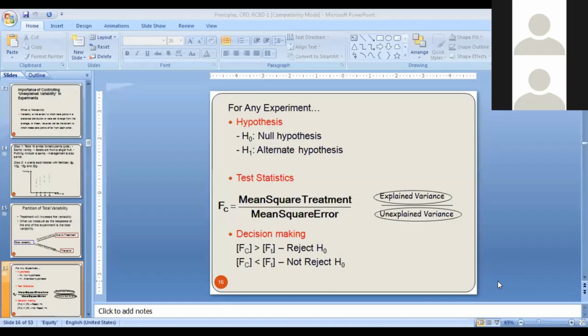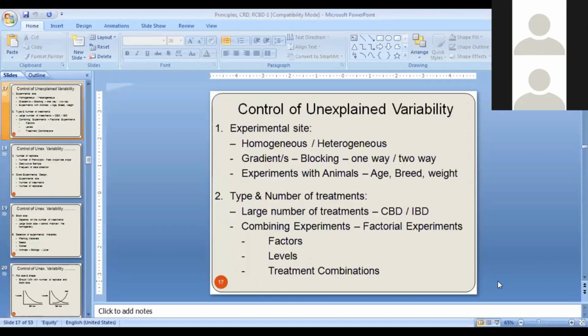So that is the importance of reducing the unexplained variation. In that respect, how can we control the unexplained variability?